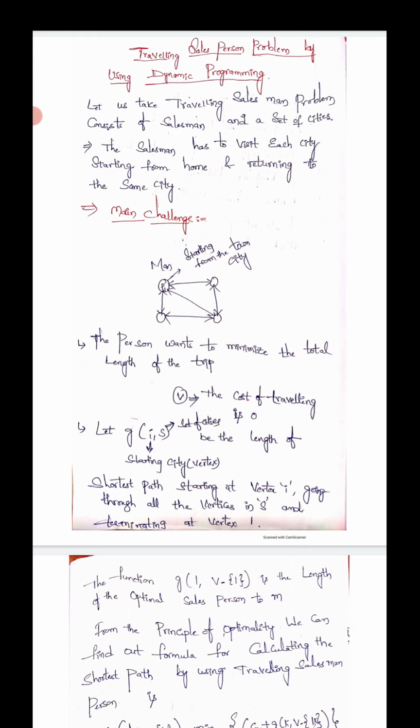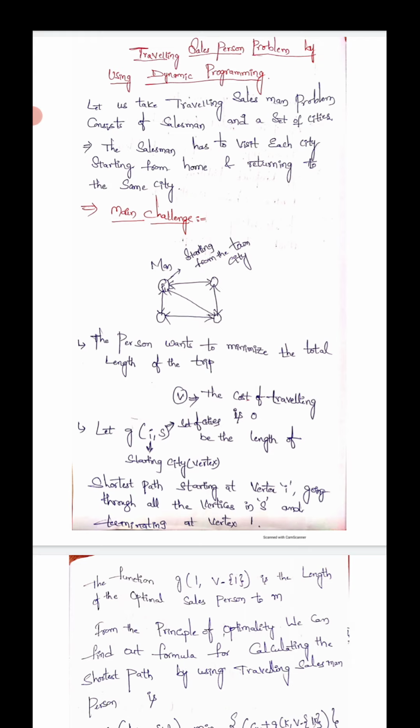The traveling salesman problem consists of a salesman and a set of cities. The salesman has to visit each city starting from the home city and returning to the same city. The main challenge of the traveling salesperson problem, look at this diagram: the salesperson has to visit each city starting from the home city and return to the same city, and wants to minimize the total length of the trip.